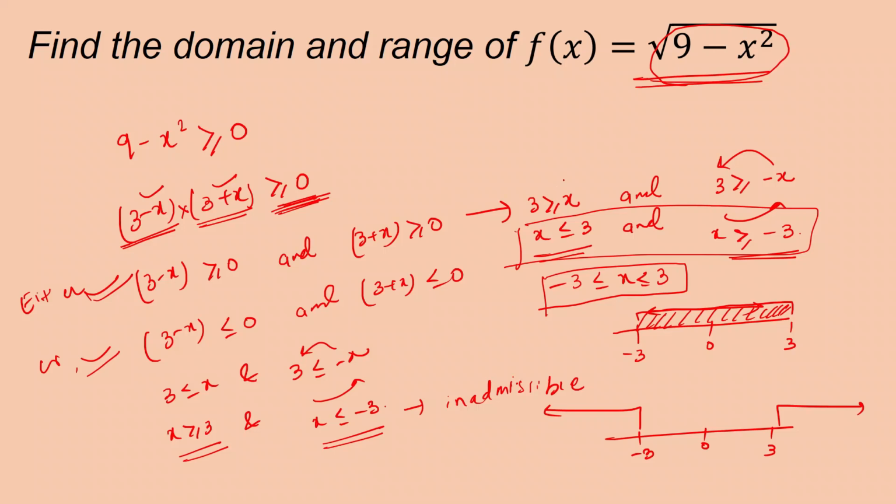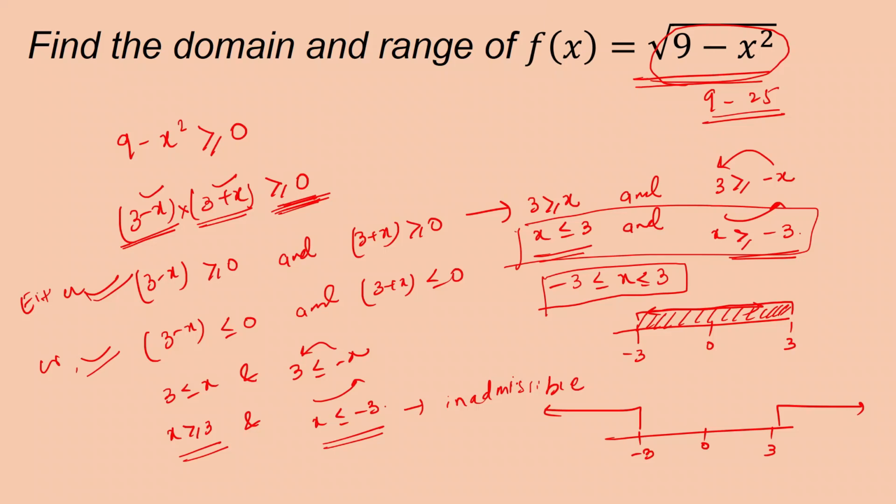Try it out. If you take x is equal to -5, then it will give you 9 minus the whole squared of 5, which is 25. 9 minus 25 is negative. So under root negative is undefined. That is why we are getting this domain -3 to 3.